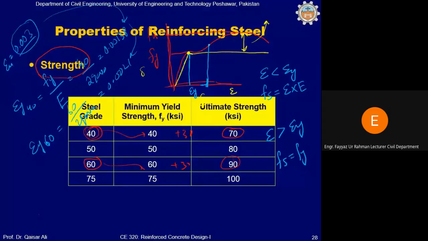Corresponding to this strain, you can see the stress will be somewhere here. But how to calculate this stress? For this, you need an equation for this portion of the curve. From that equation, then you can calculate the actual stress value at this strain. However, this idealization makes the calculation simple. If the strain in reinforcing bar is greater than the yield strain, then directly you can take the stress in reinforcing bar equal to Fy.